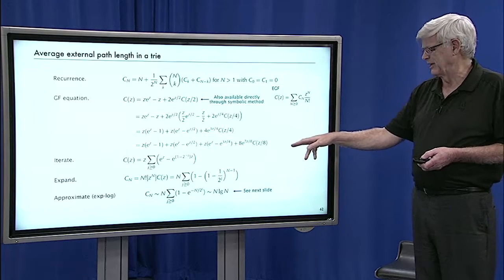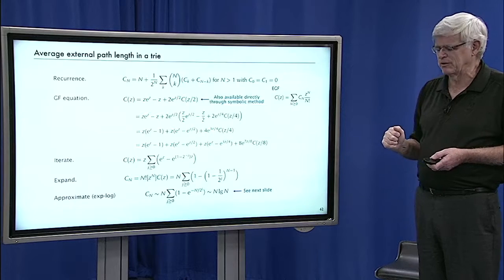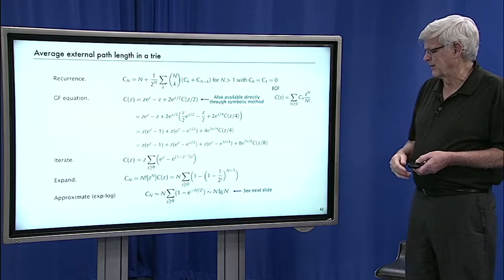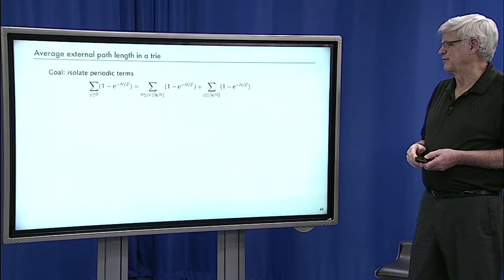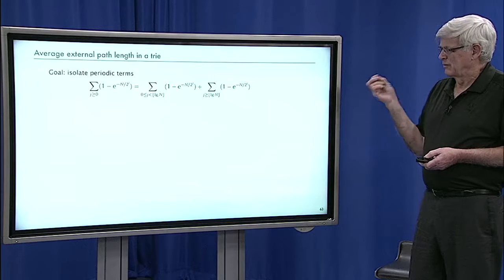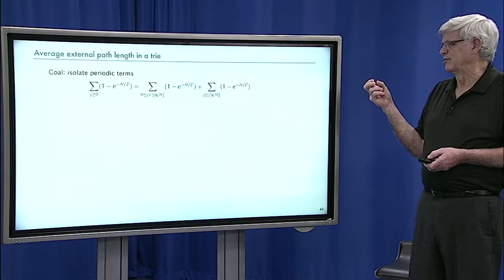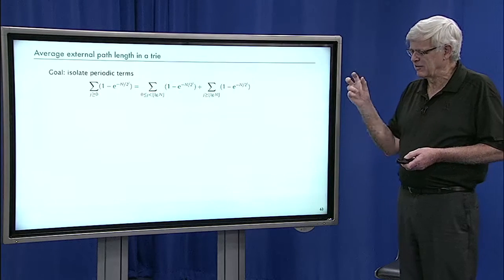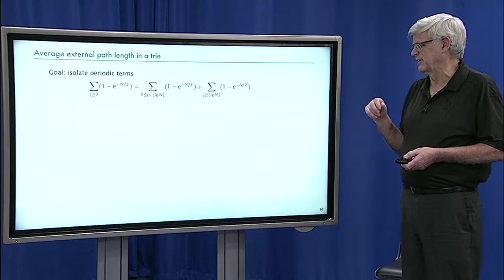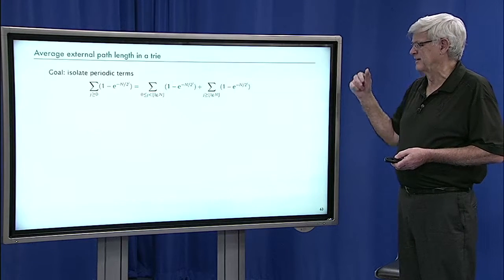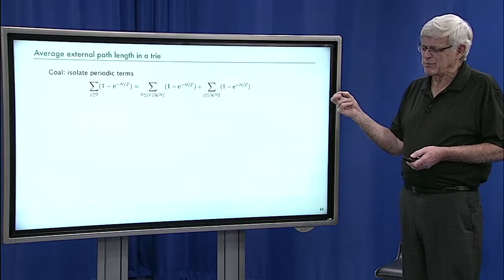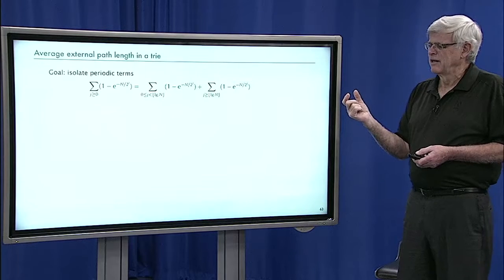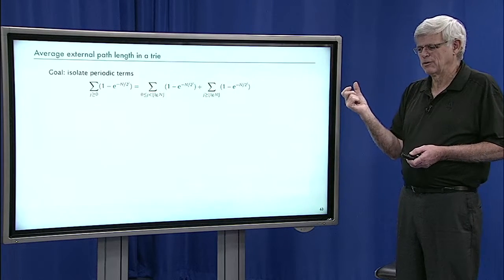But now what I'm interested in is looking at this sum on j greater than or equal to 0 of 1 minus e to the minus n over 2 to the j, and how we're going to characterize that. That's a really interesting function to take a look at. What I'm going to try to do with this analysis is isolate the periodic terms. There's an oscillation in here, and I want to isolate the part that oscillates. And so the way that's going to happen is we're going to take the function log base 2 of n, and we're going to work with the integer part of log base 2 of n.